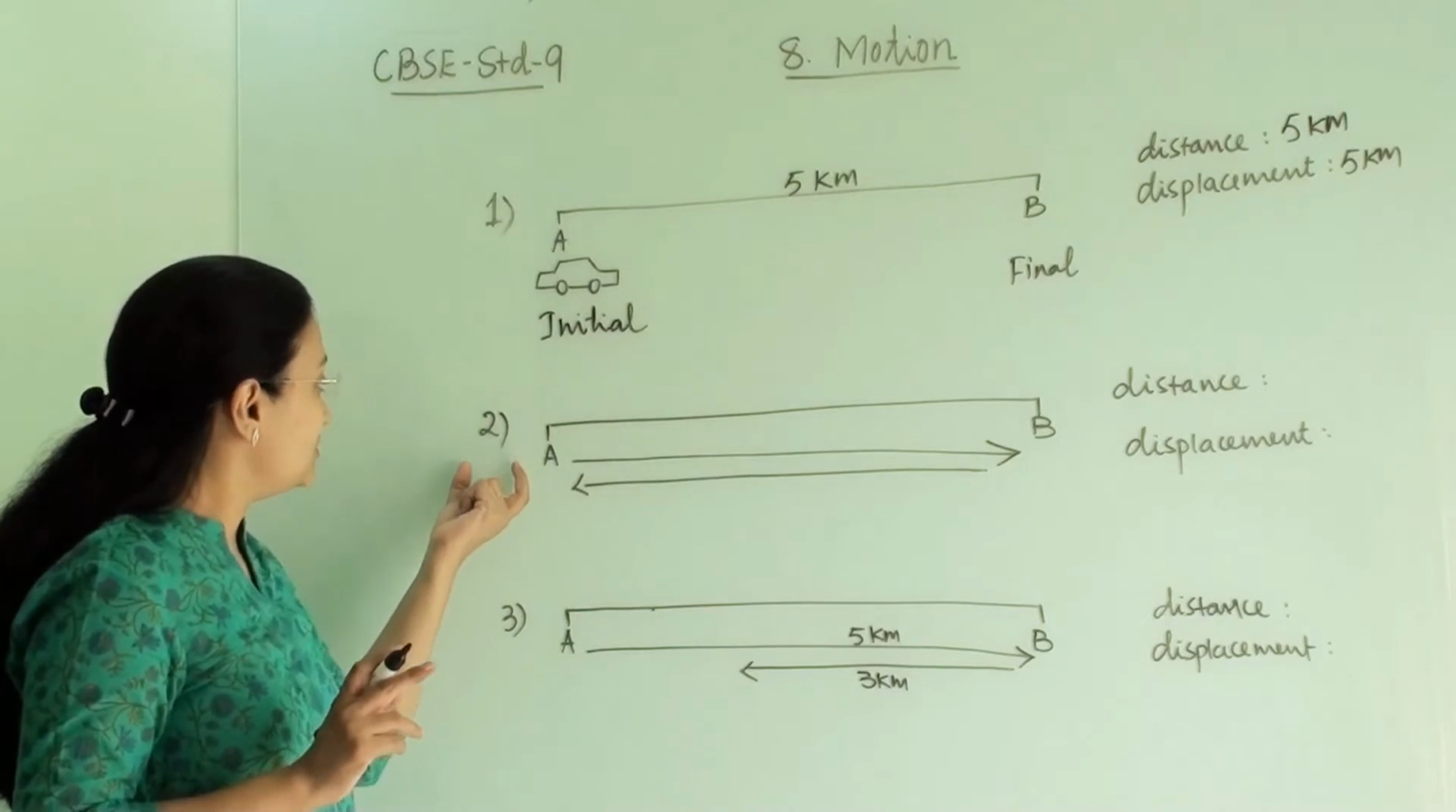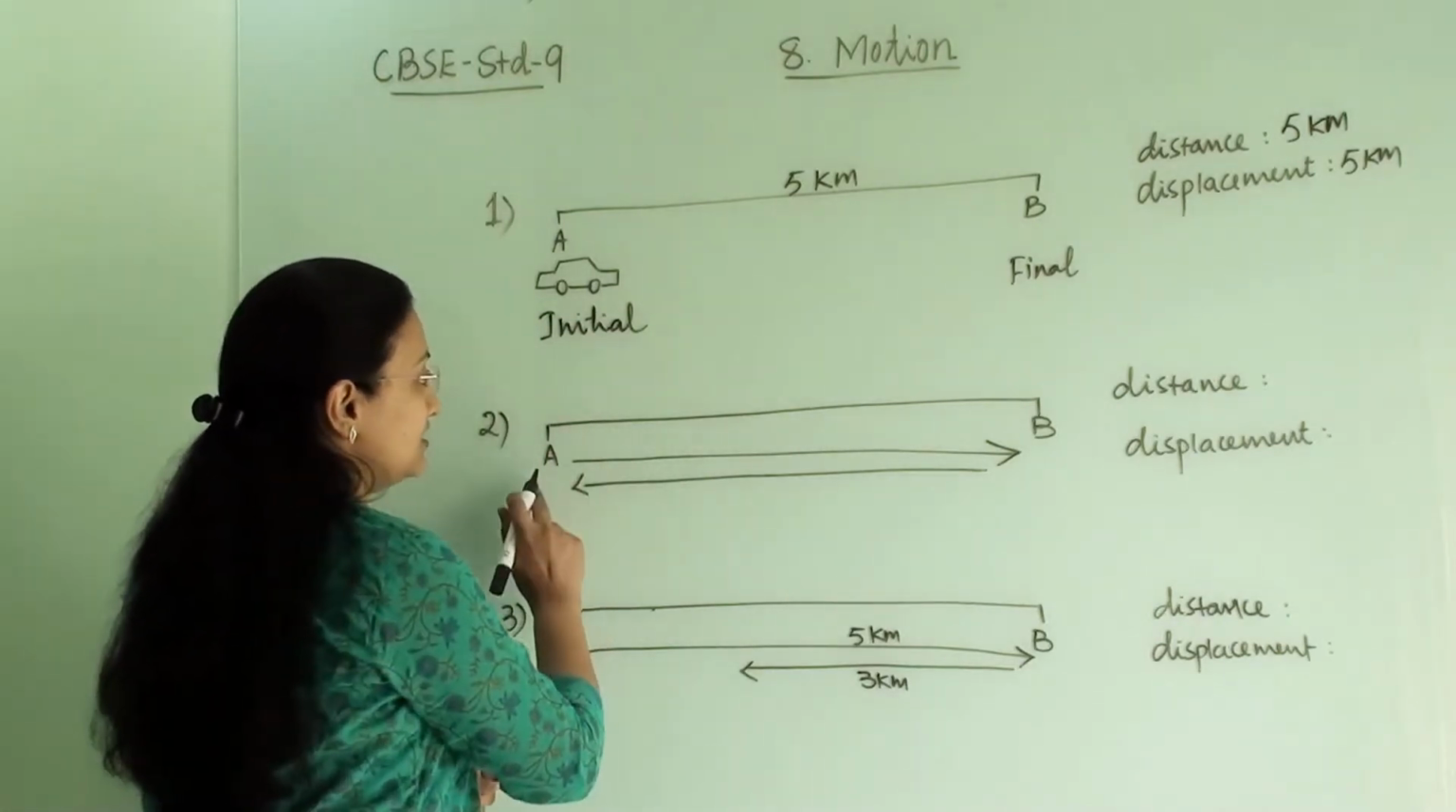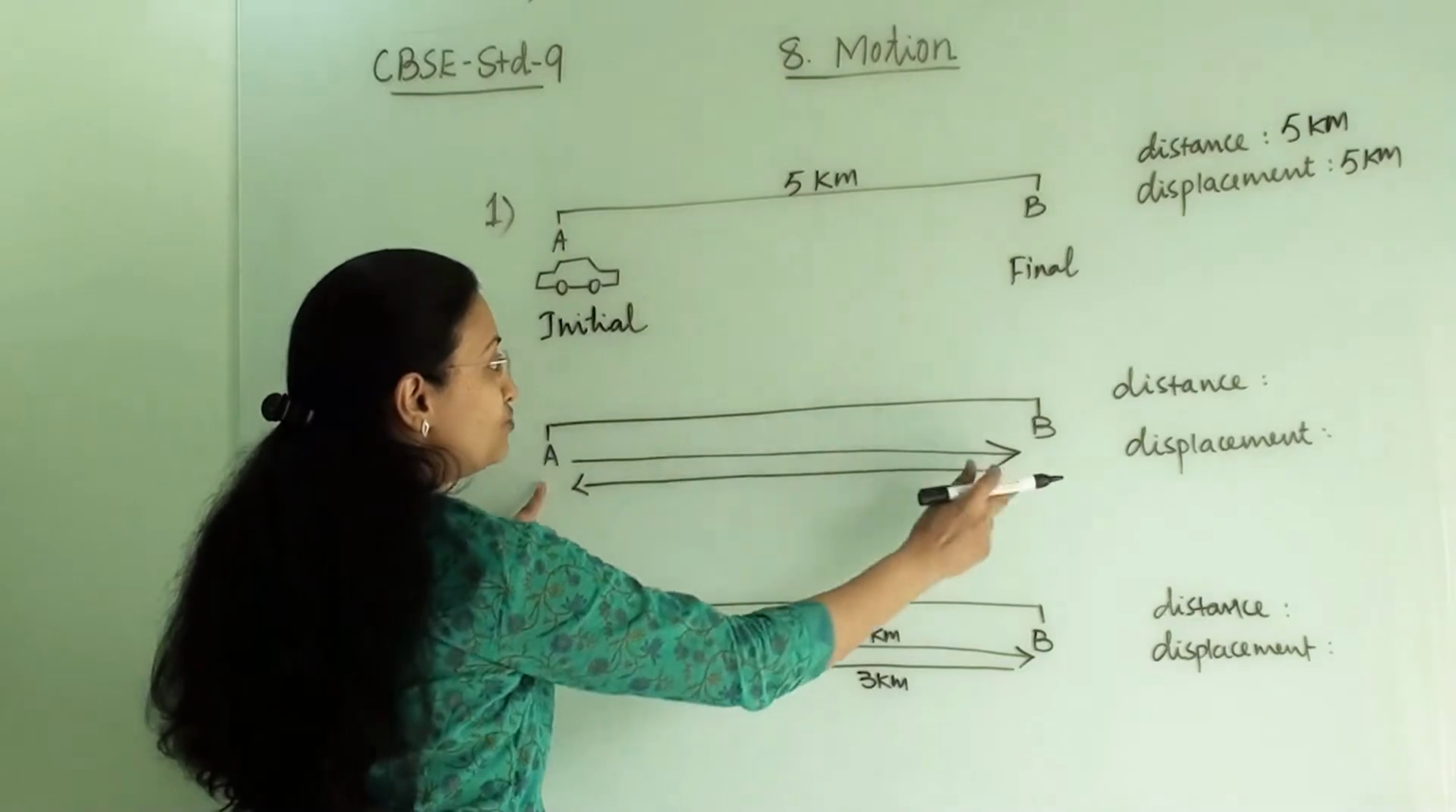Let us check now the second case. In that, the distance from A to B is 5 km.